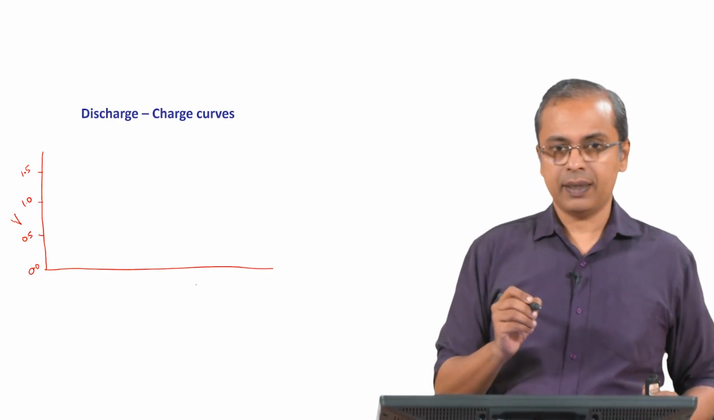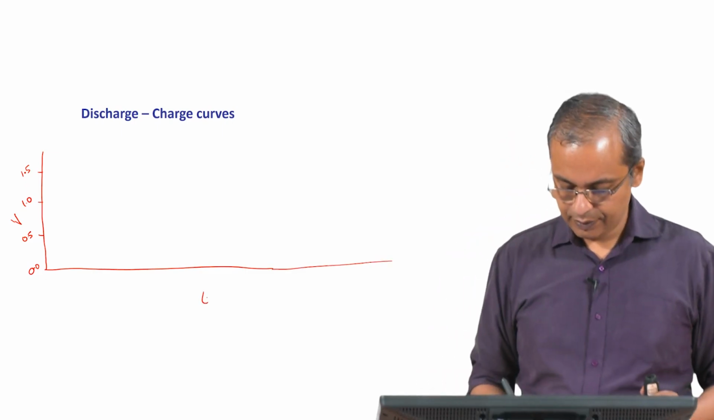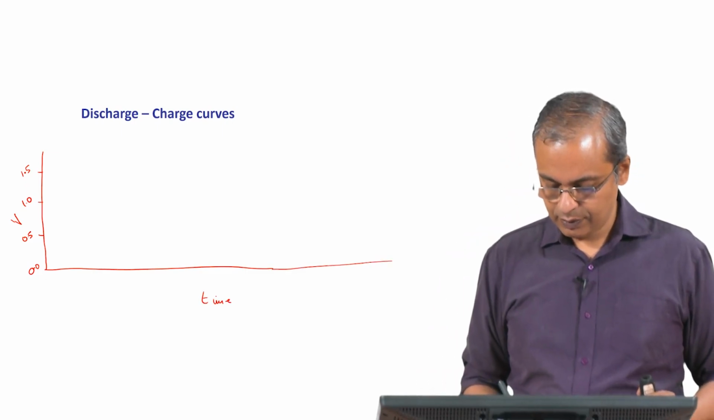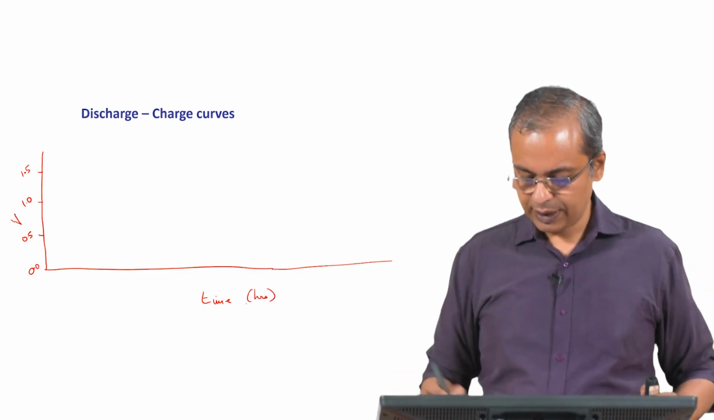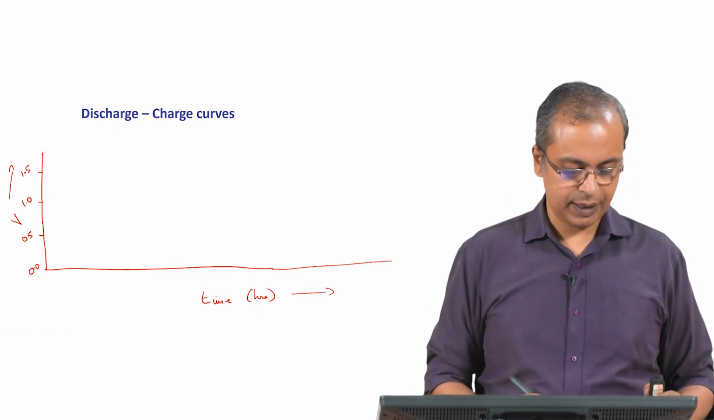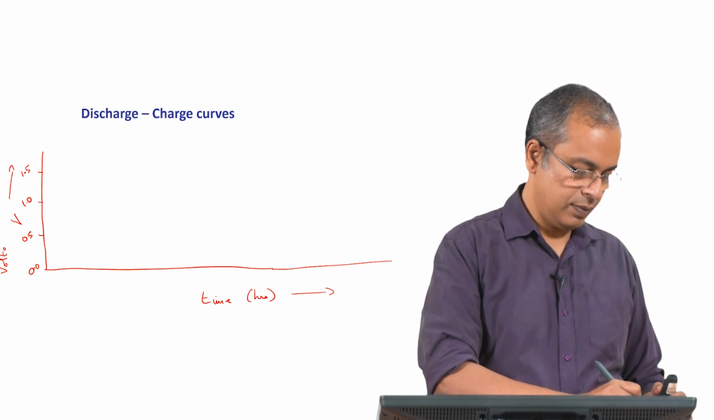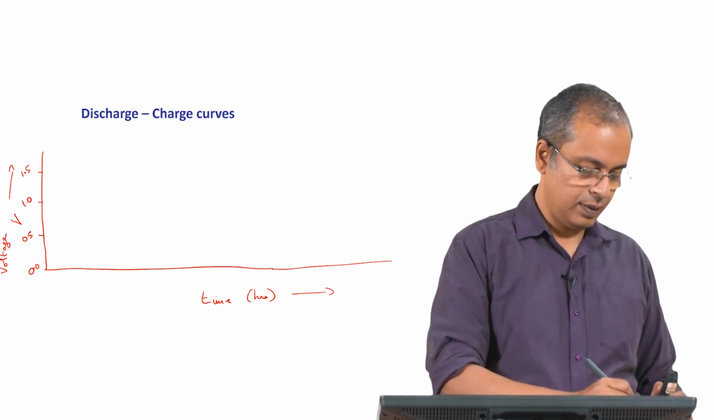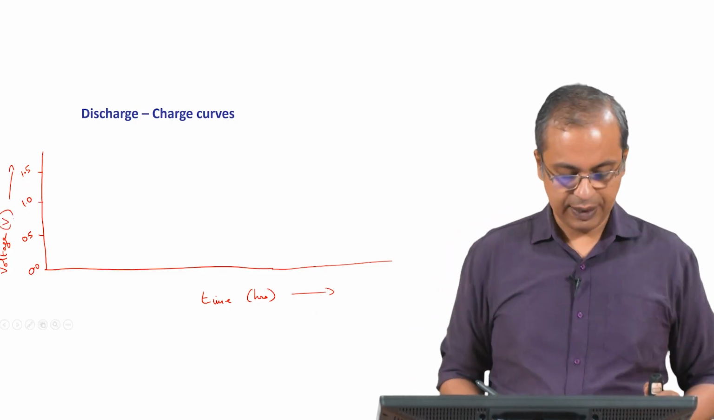On our x axis we will plot time in hours. Okay, so that is what we have plotted on time. This is voltage in volts, that is sitting up there, right. So voltage. So this is what we have plotted.